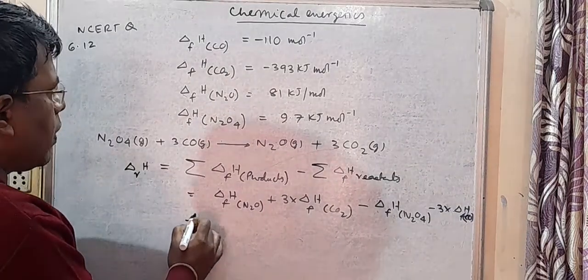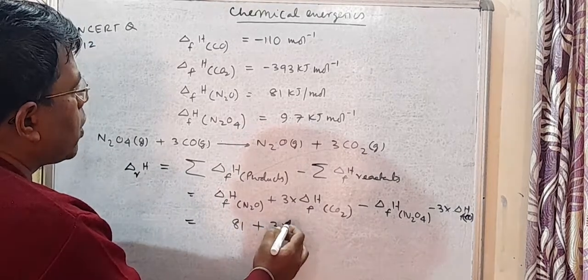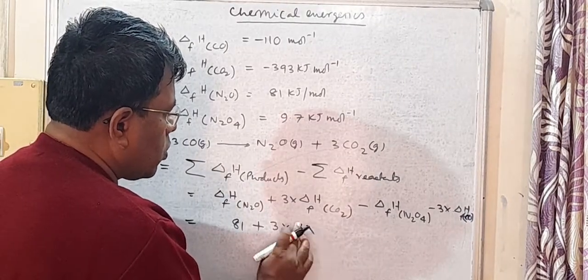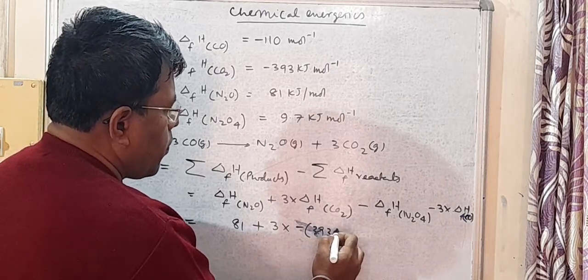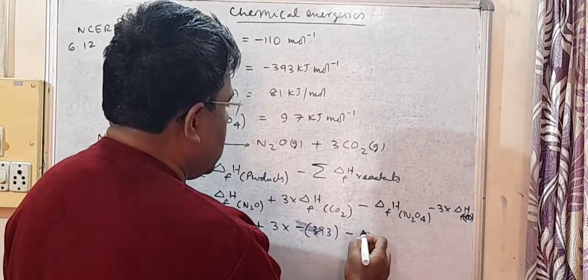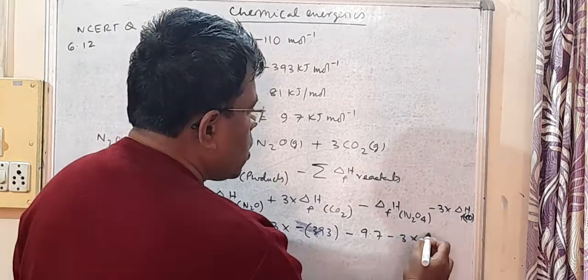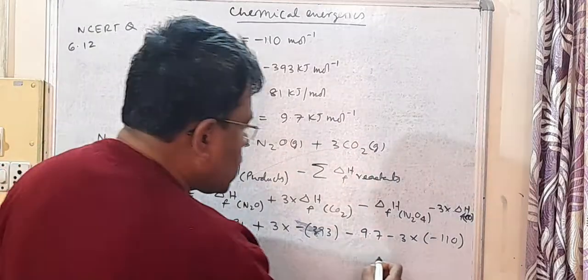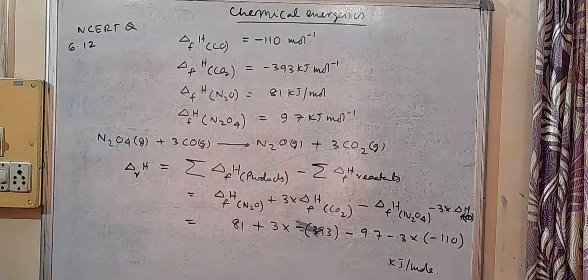Now you just have to put the values that are given. N2O is 81, plus 3 into carbon dioxide, which is 3 into minus 393, minus N2O4, which is 9.7, minus 3 into the enthalpy of formation of carbon monoxide, which is minus 110. If you simplify this, you get the answer in kilojoules per mole. So this is how you get the answer.